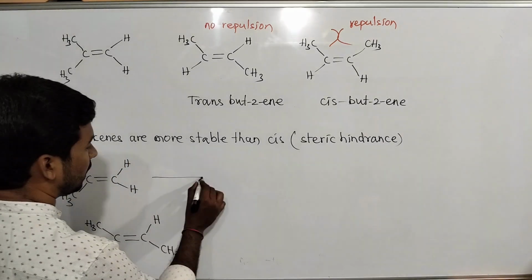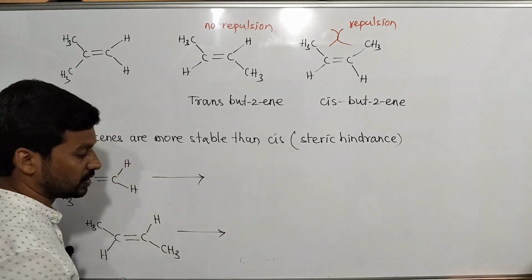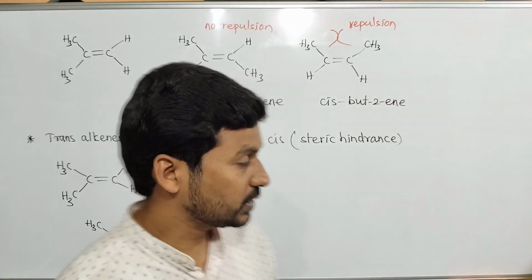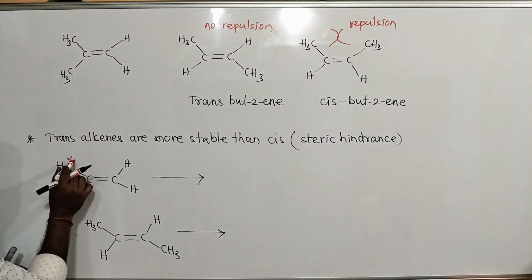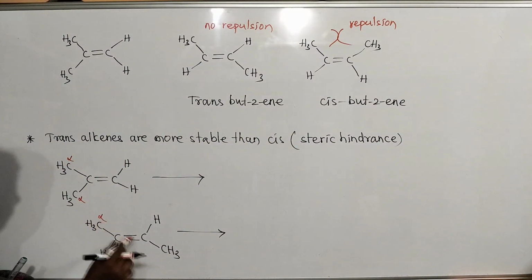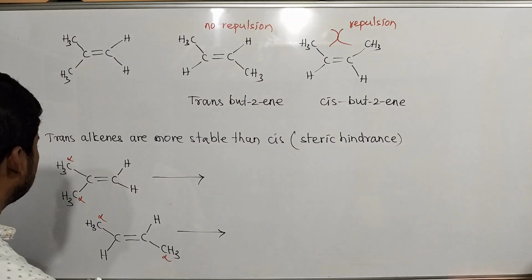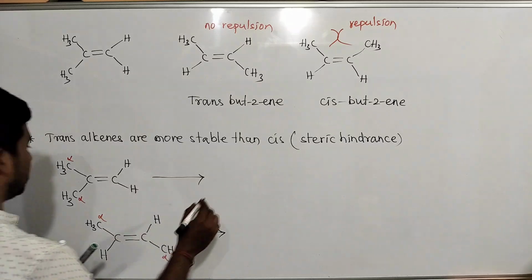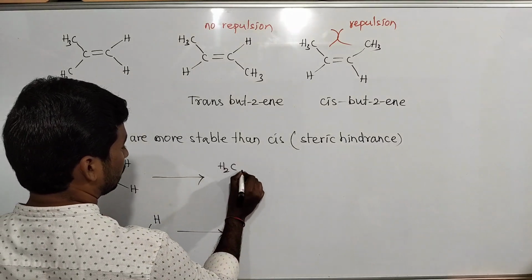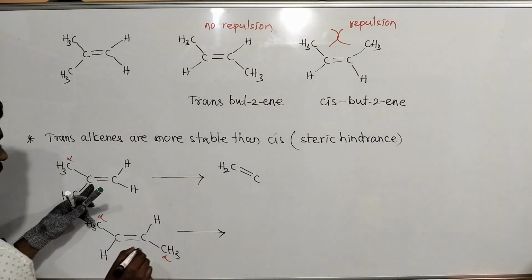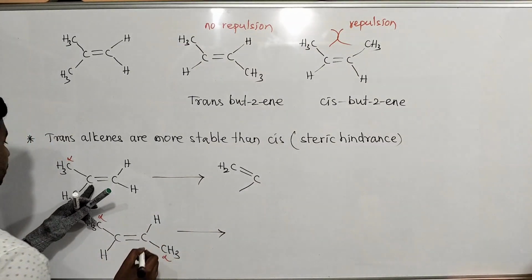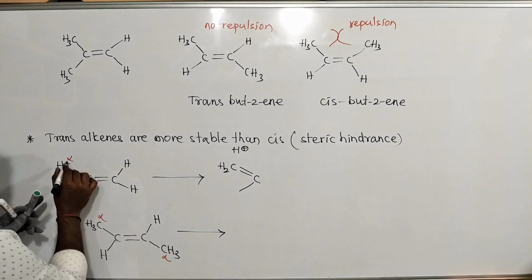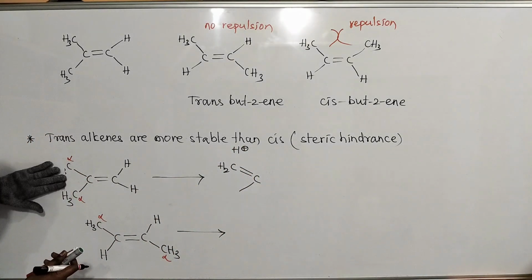Hyperconjugation is possible, but the stability of their hyperconjugative structures decides which alkene is more stable. What is its hyperconjugative structure? How many alpha hydrogens? Here alpha hydrogen, here alpha hydrogen. If this alpha hydrogen is involved in hyperconjugation, then this becomes CH2 double bond C, and one hydrogen becomes positive, like this.